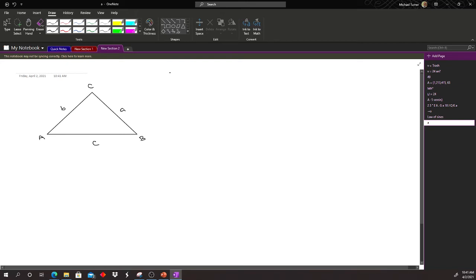Law of cosines can be used when you have three sides or when you have two sides and the included angle. Now, law of cosines, depending on which side you are solving for, can be written a little differently, but essentially the missing side squared is equal to the sum of the other two sides squared, and then you subtract 2 times the other two sides times the cosine of the angle opposite the side you're trying to solve for. So it's a squared equals b squared plus c squared minus 2bc times cosine of A.